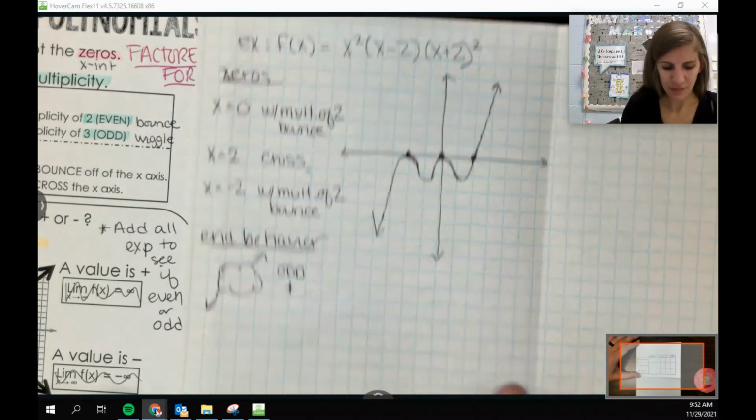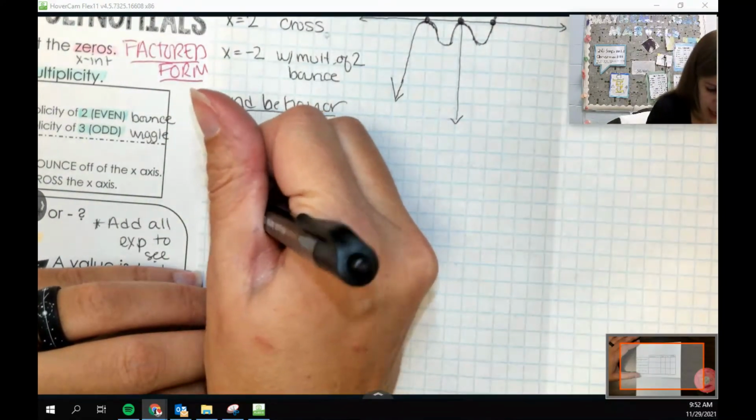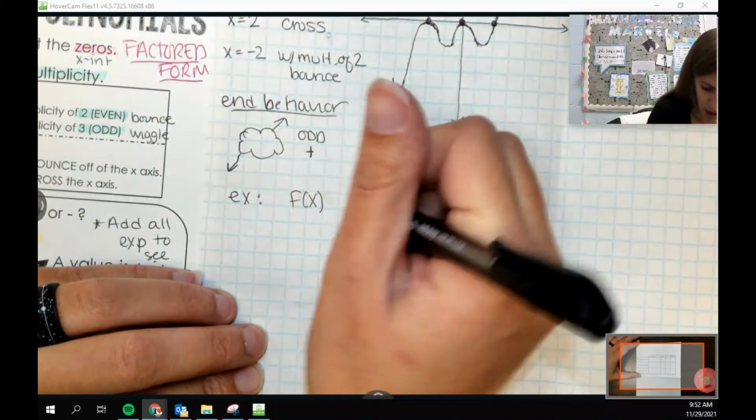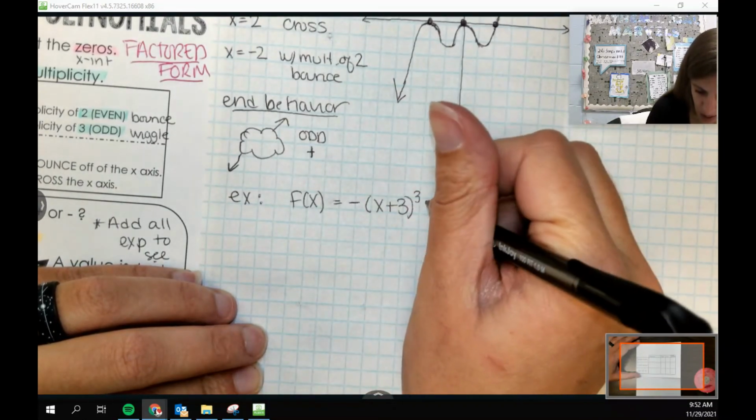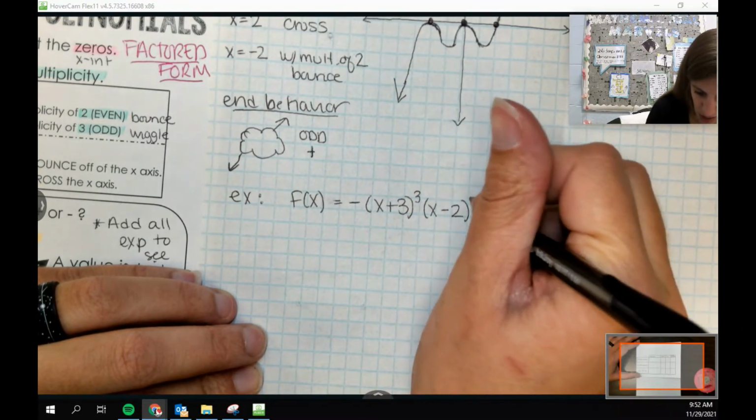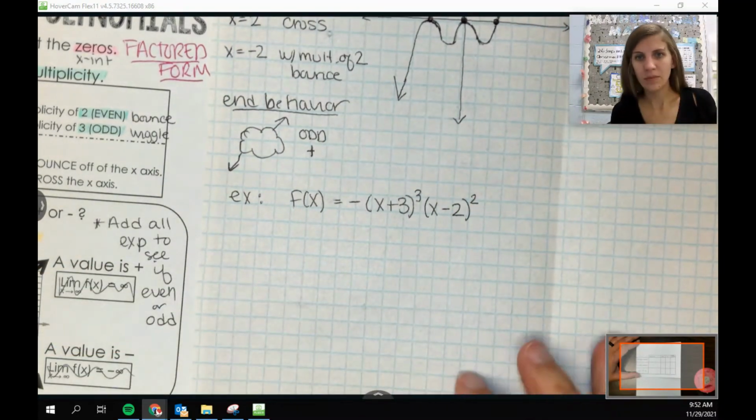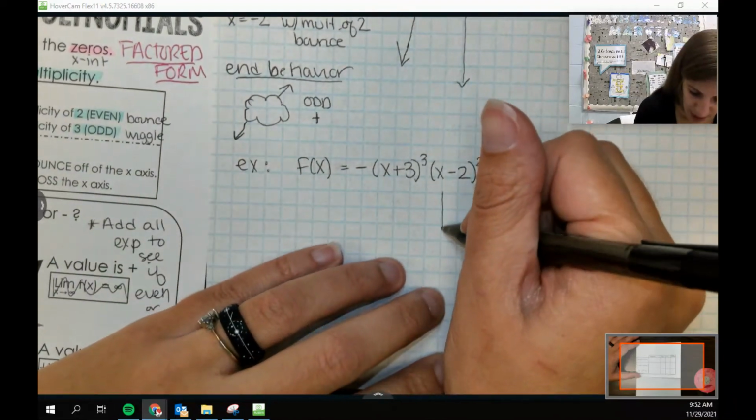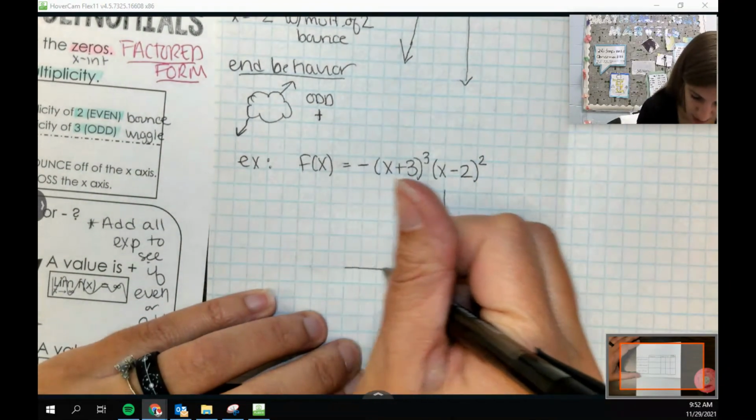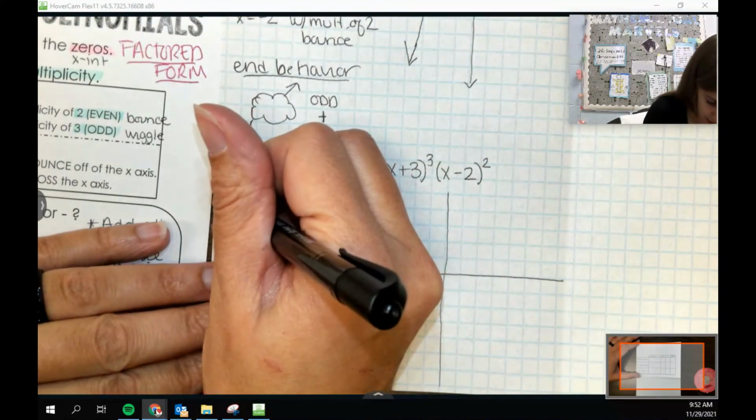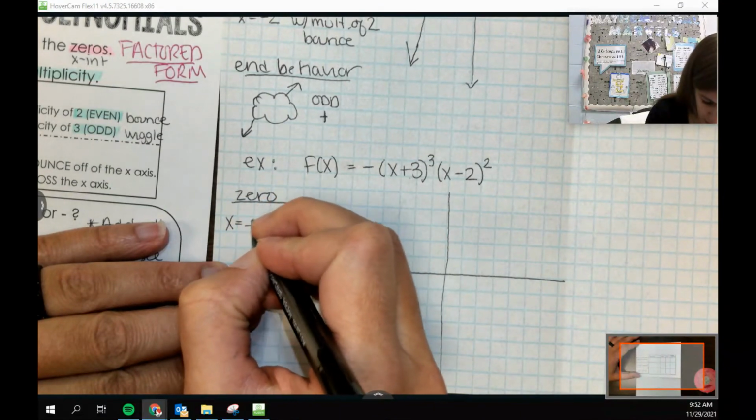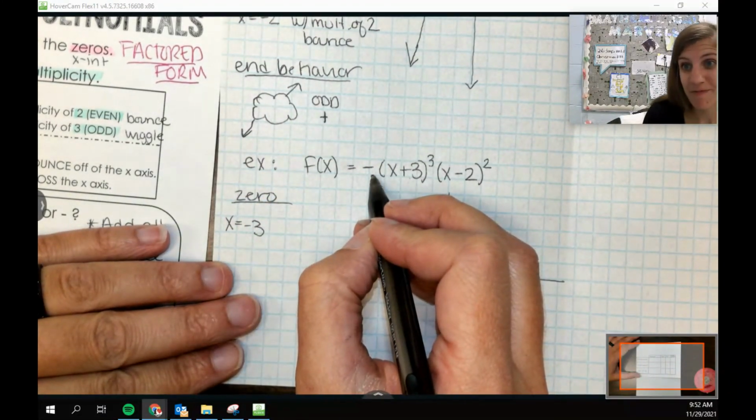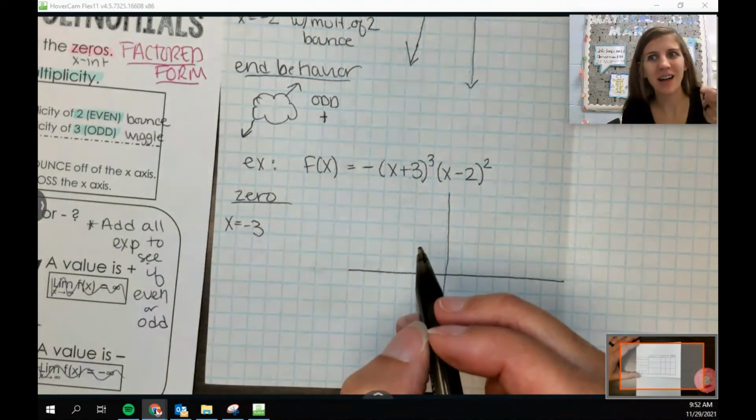Let's try one more. We have f of x equals negative (x plus 3) to the third, (x minus 2) squared. Okay, let's get our x and y. I have a 0 at negative 3. There is not one here for 0. Like if there's no x up here, then there is no x equals 0, 0.